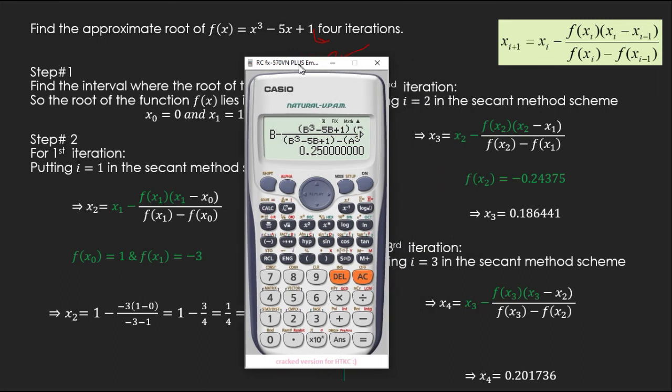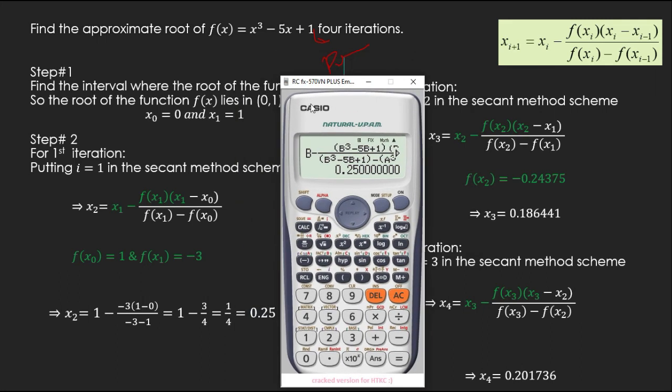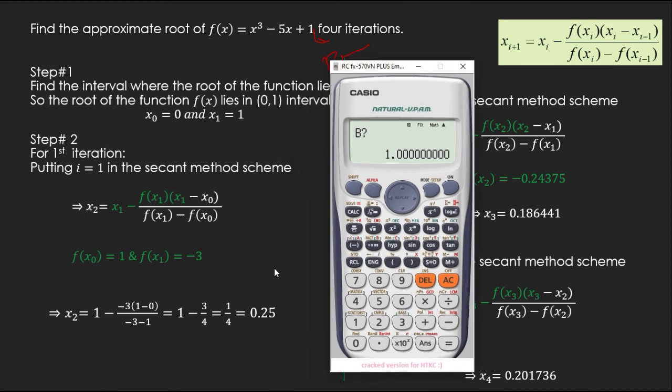Now for the second iteration, we have the interval x1 and x2. Once again you need to press the calc button, and after pressing the calc button, what is the value of b? The value of b is 0.25 now, and the value of a is 1. So we will write 0.25 as the value of b.